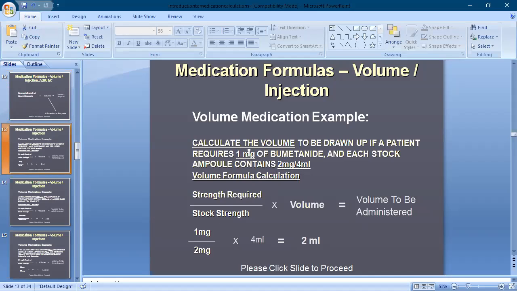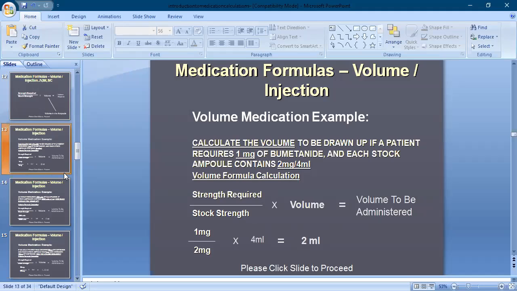So you see, there are different ways to find out what is what. Milliliter is the unit for liquid or volume. Milligram is the unit for solute. So the doctor's order of 1 milligram divided by the 2 milligram I have, multiplied by the volume of 4 ml, gives the answer of 2 ml.